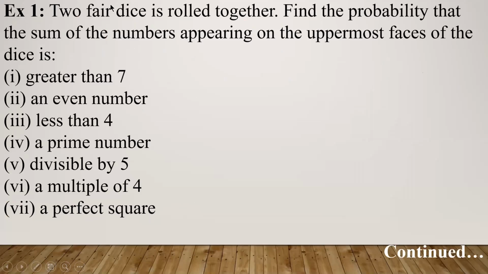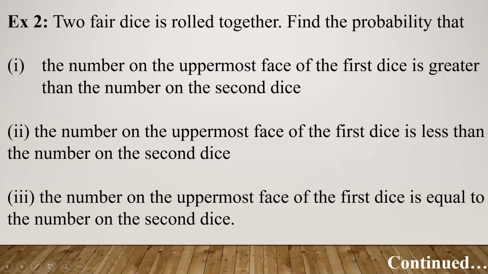Then we have solved this problem yesterday. Two fair dice are rolled together, not one after the other. Okay, they are thrown together. Find the probability that the sum of the numbers appearing on the uppermost faces of the dice is so many events I have taken. So this we have done yesterday. So let us see the next problem now.